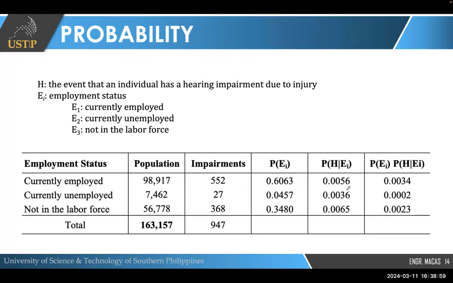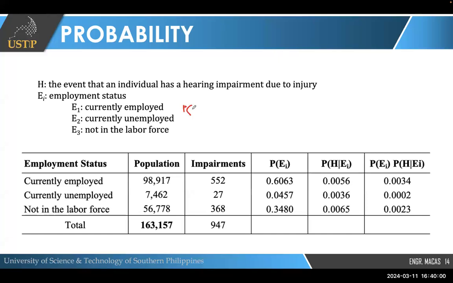Again, H is the event that an individual has a hearing impairment due to injury. For employment status, we divide it into E sub i. So E sub 1 is currently employed, E sub 2, E sub 3. I added 3 columns here to the data, so that you can see that they are multiplied, and which number each one pertains to. Then we substitute them into our formula to get the probability. But I emphasize that I did not round off. You will see that our answer differs if we use fractions or decimals from step 1.